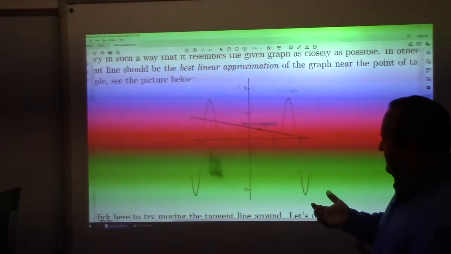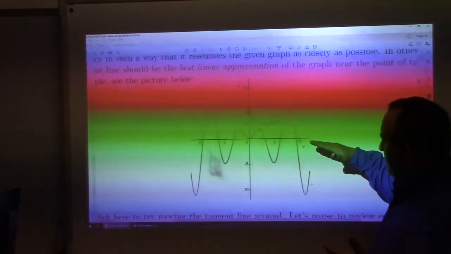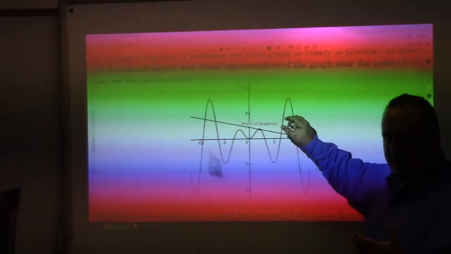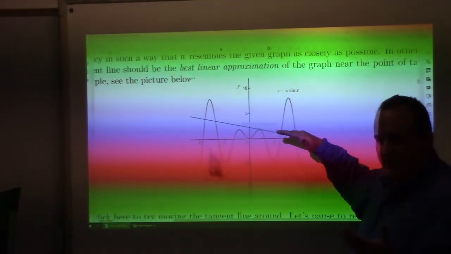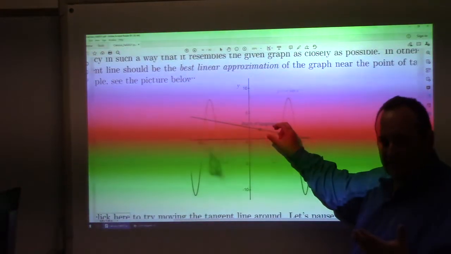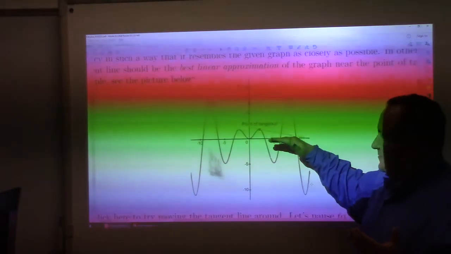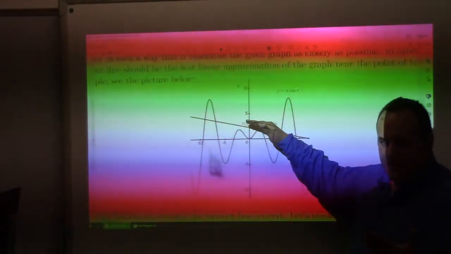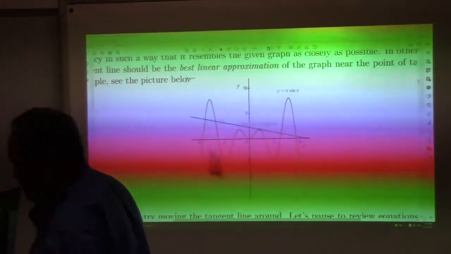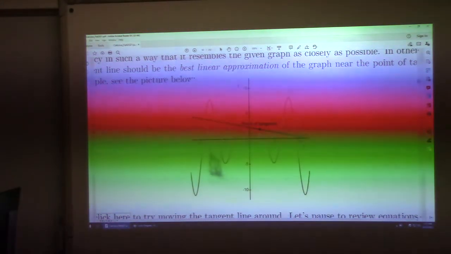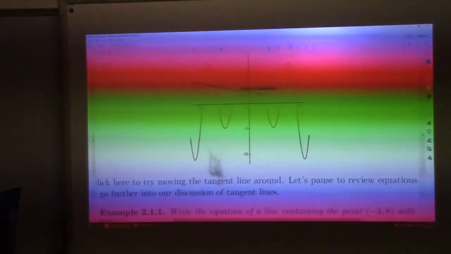I would say what we mean is we want a line that meets the graph at that point, and it matches the graph close to the point. It's like the best linear approximation to the graph at that point. Let's move the point around. I'll show you more. I think I have a link here.